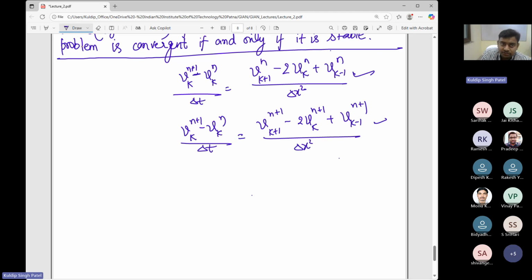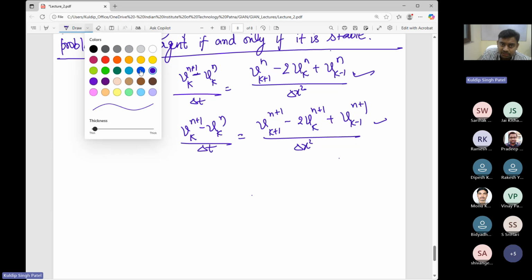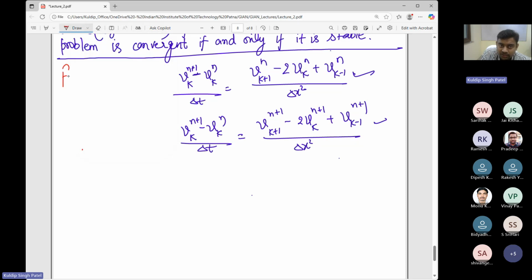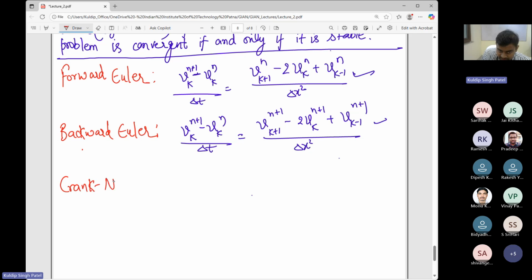Let me name it, then you may feel it is a bit interesting. So this is called forward Euler. I'll tell you why it is called forward Euler. This is called backward Euler. Another one is called Crank-Nicolson.